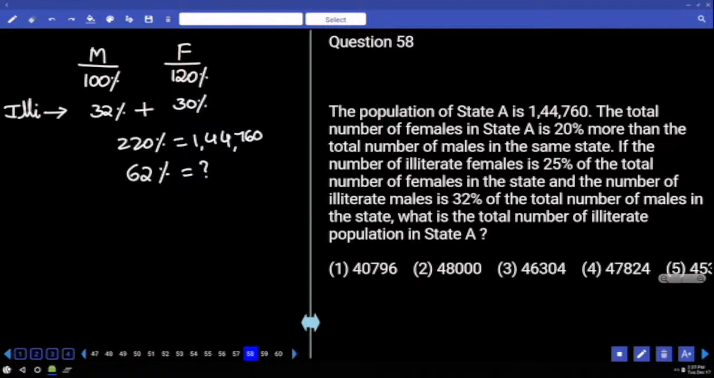62% is how much? 22 10 times, 22 6 times is 132, remaining 127. 22 5 times is 110, remaining 176. 22 8 times. 5 2 times, 5 1 3 1 6. 2 how many times 62? 31 times. So 13 16 into 31.